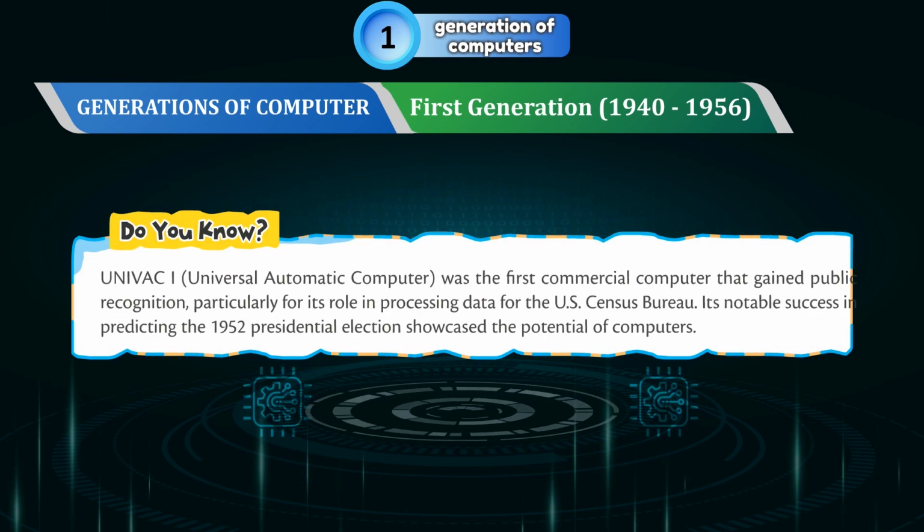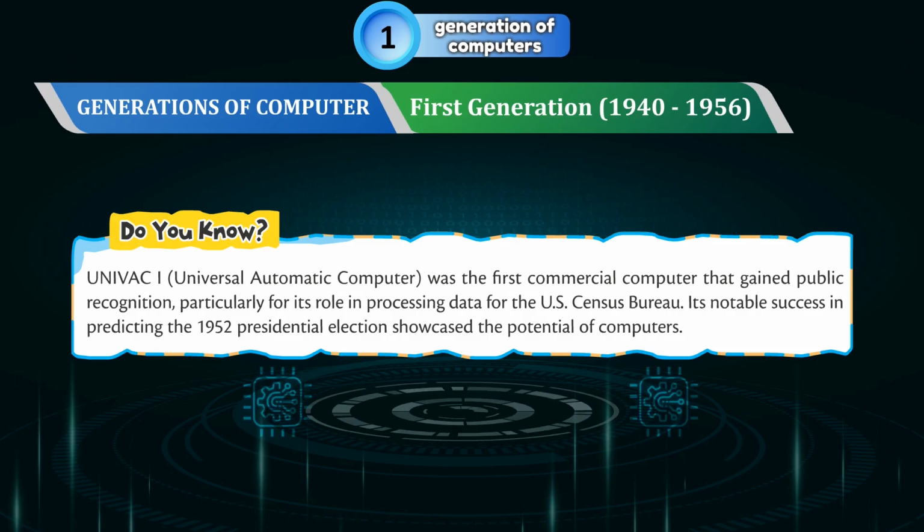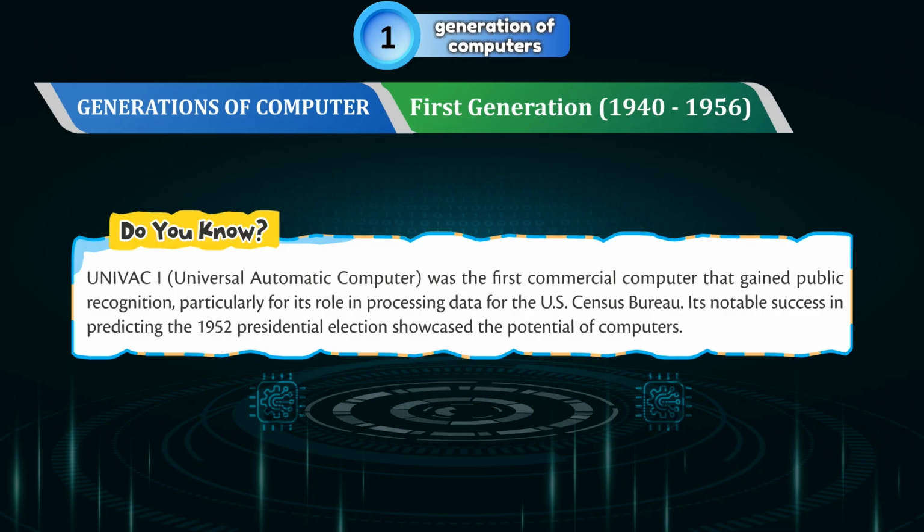Do you know UNIVAC? Universal Automatic Computer was the first commercial computer that gained public recognition, particularly for its role in processing data for the US Census Bureau. Its notable success in predicting the 1952 presidential election showcased the potential of computers.